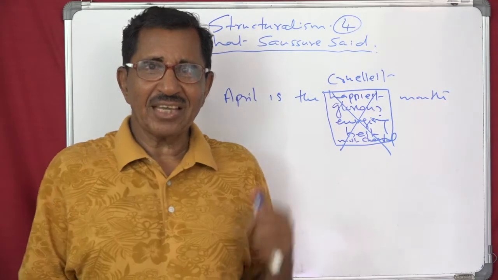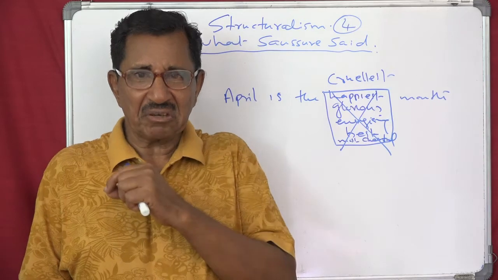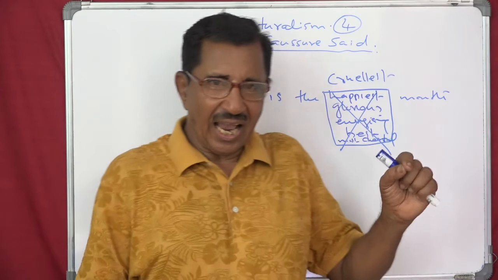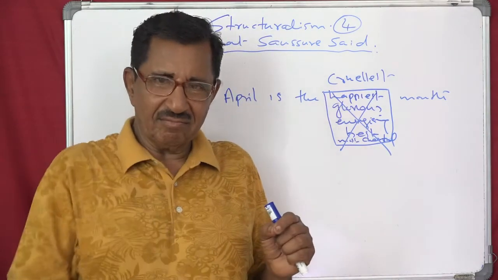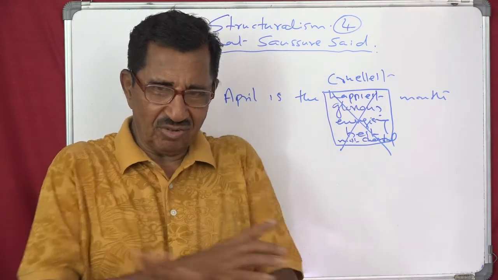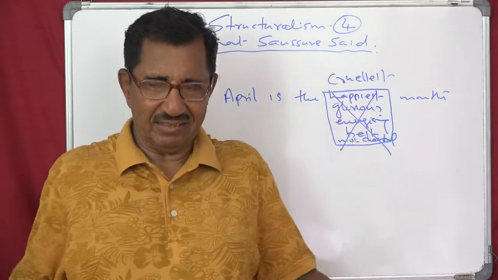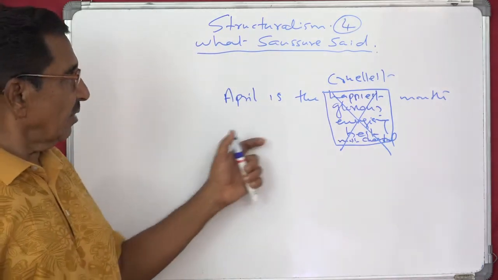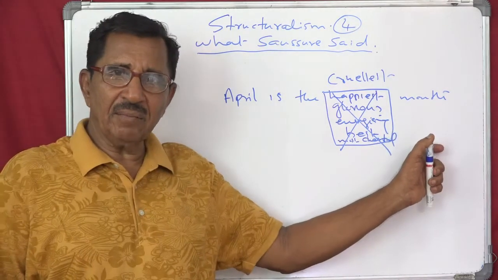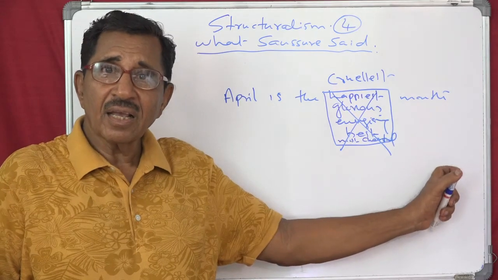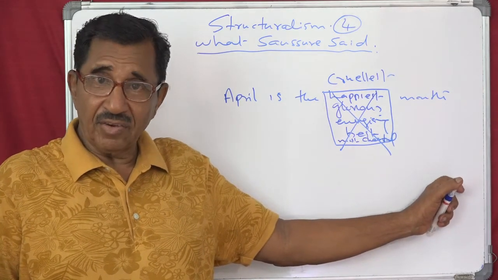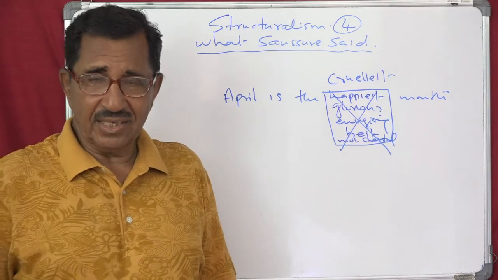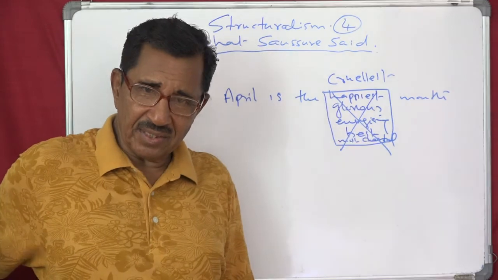And now here what do you find? April is the cruelest month. That is the linear placing and the vertical placing, both destroyed. That's a total destruction. Understand? So this is how you look at it. That's what I said. When you break the syntagm, you break the paradigm. When you break the paradigm, you break the syntagm. That is the syntagmatic and paradigmatic lesson.